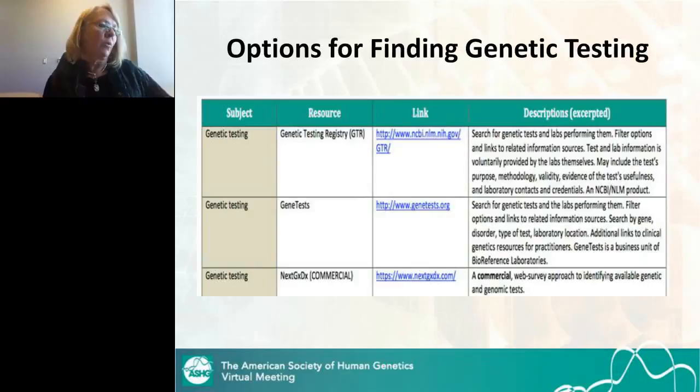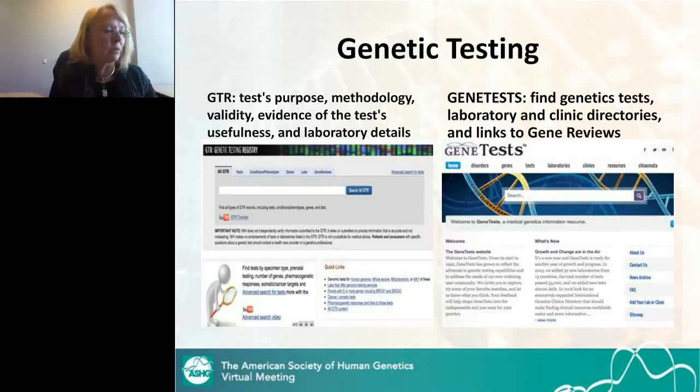So one of the other major categories that I'm sure you have needs as well is finding out about genetic testing. Where is genetic testing occurring? What kind of genetic tests are available? What are the laboratories? There have been a couple of identified resources where you can find out more about genetic testing. These include two sites listed here, the Genetic Test Registry, or GTR, and Gene Test. Both of these provide you information about genetic tests and where to find labs performing them.